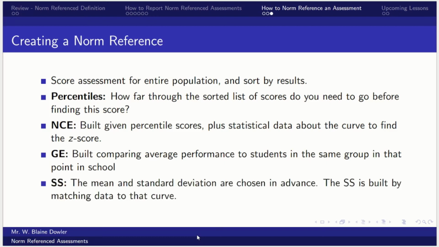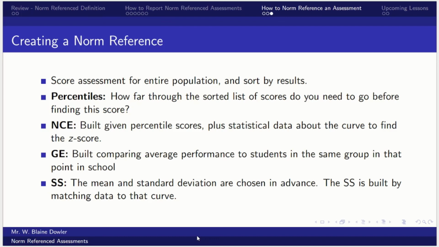And then finally, for the scale score, with that one, you choose in advance what the mean and standard deviation of these points are going to be. And then you build the scale score by matching the data to that curve. So if you decided the scale score is going to have a maximum score of 400 and an average score of 200, with, say, a standard deviation of 75, well, then your mean of 200 matches up with the mean score on the test. Your scale score standard deviation of 75, you could compare that to the actual standard deviation on the test and build your curves that way.